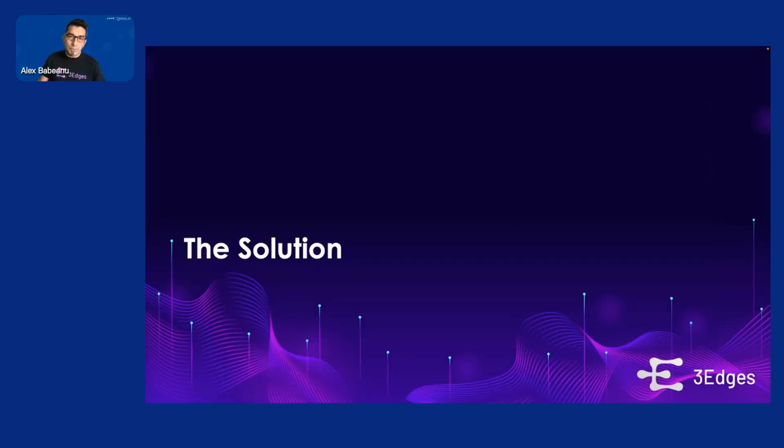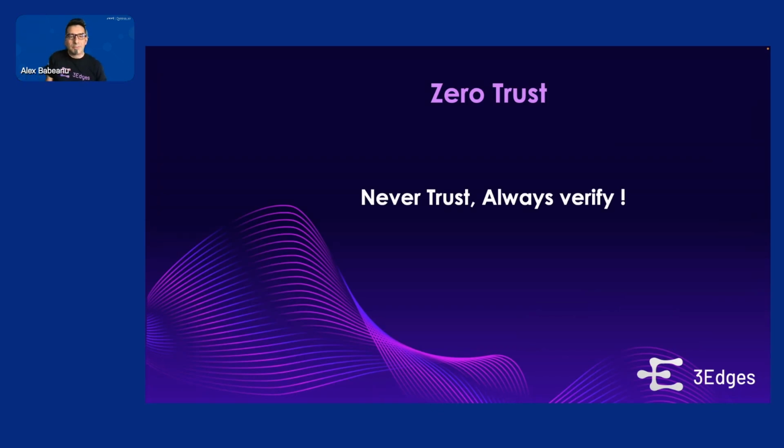Well, the solution is actually a newish philosophy in the field of identity and access management. It's called zero trust. And essentially, it's a paradigm where we never trust anything and we always verify. Pretty simple, but that means in particular that we should not trust even authenticated subjects or identities.